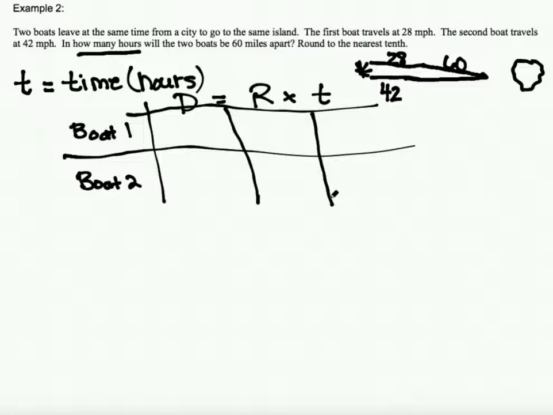How fast are the boats traveling? That's the easy part again. We have boat 1, we'll say, is the boat that's traveling 28 miles per hour. And then we have boat 2 traveling 42 miles per hour. Okay? Then remember, we're going to be able to fill in these time slots as well.